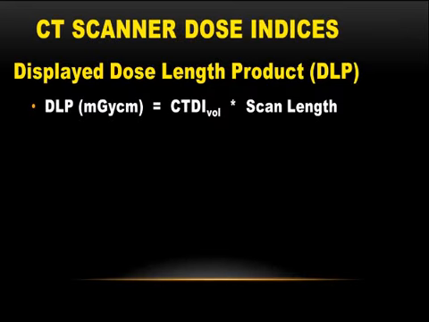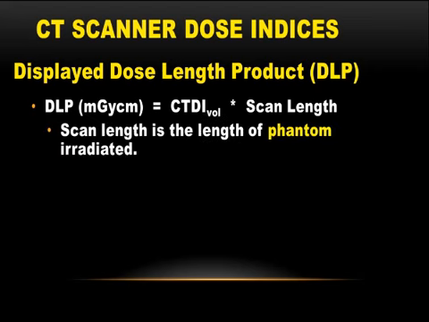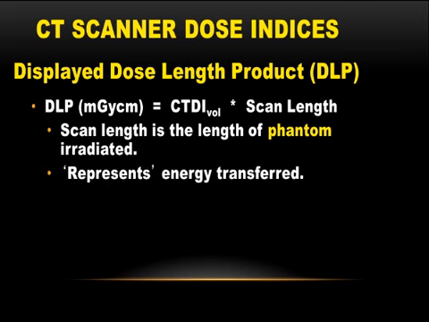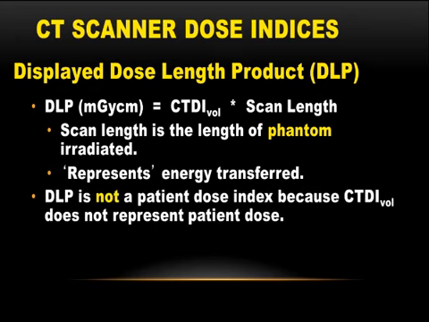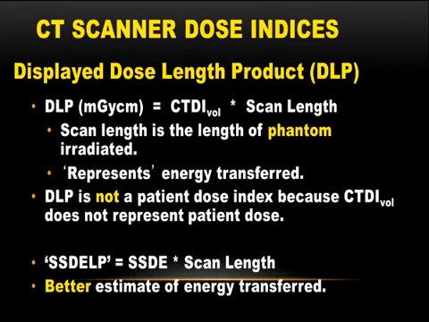What's DLP? Well, DLP is the dose length product, simply equal to the CTDI vol times the scan length. The scan length, of course, is going to be the length of the phantom or the length of the patient that's irradiated during the scan. DLP, in one sense, represents the energy that's transferred to the patient. But just like CTDI vol, DLP is not a patient dose index because it starts with CTDI vol, which is not a patient dose index.